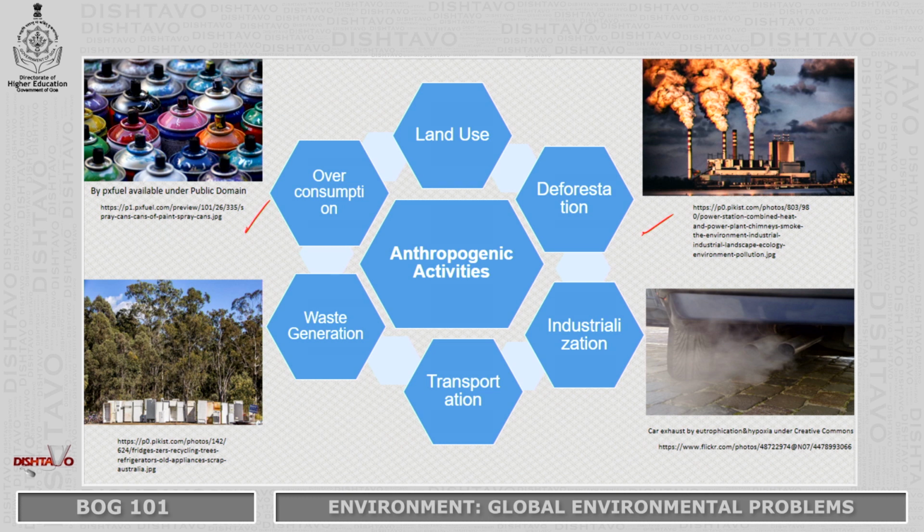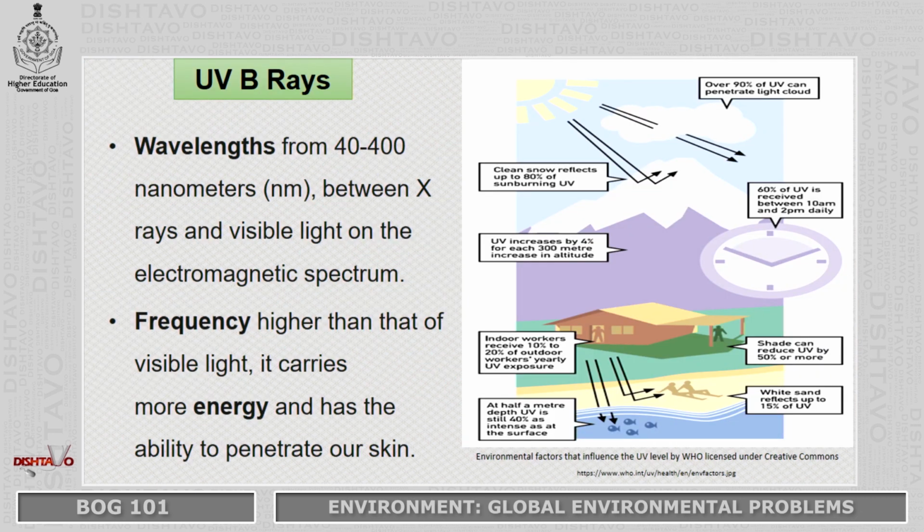And that is basically what we call depletion. That is, the concentration of ozone molecules in the stratosphere is depleting. It is becoming less, it is diluting. And that is how the ultraviolet rays can come down.